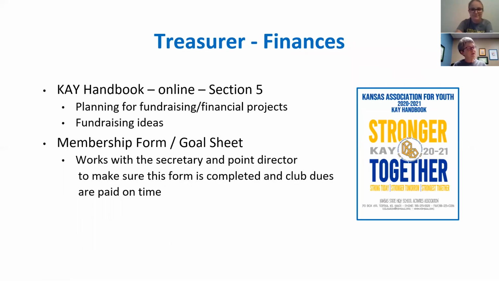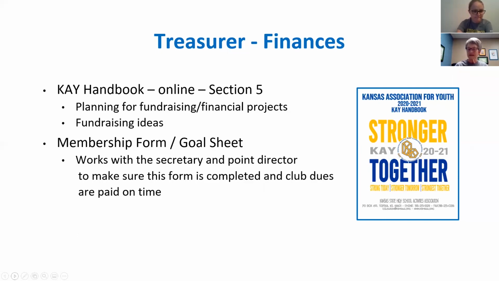It's all about communication. I'm hoping that you see there's a lot of talk between the secretary and the treasurer and the point director, because they work together on a lot of different things. So the treasurer, yeah, lots of things. There's a lot of talk back and forth, and always keeping your sponsor in the loop for sure. But the treasurer, if you have not had a chance to look at the KAY handbook, you're going to want to do that. And you're going to want to look specifically at section 5 of that handbook, because in that section, it talks about planning for fundraising and other financial projects, gives you ideas.